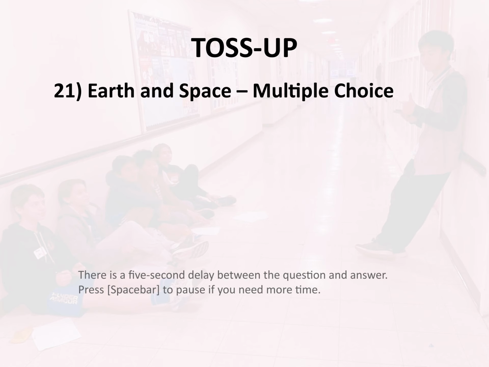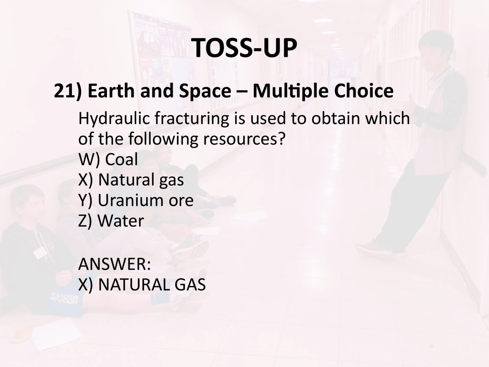Toss-up 21. Earth and space, multiple choice. Hydraulic fracturing is used to obtain which of the following resources? W. Coal. X. Natural gas. Y. Uranium ore. Z. Water. Answer: X. Natural gas.